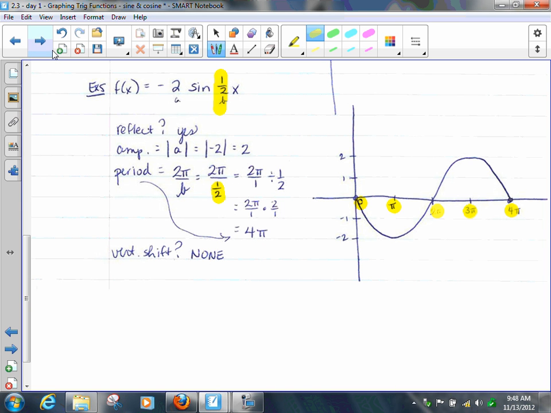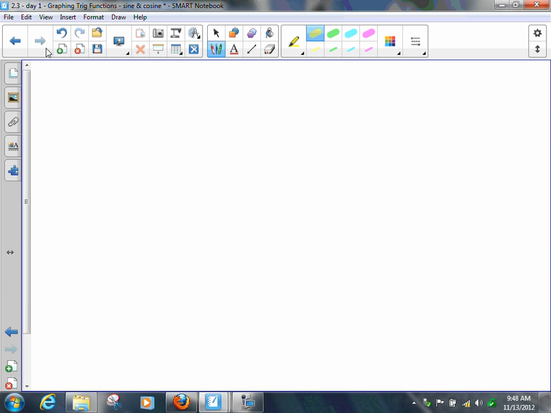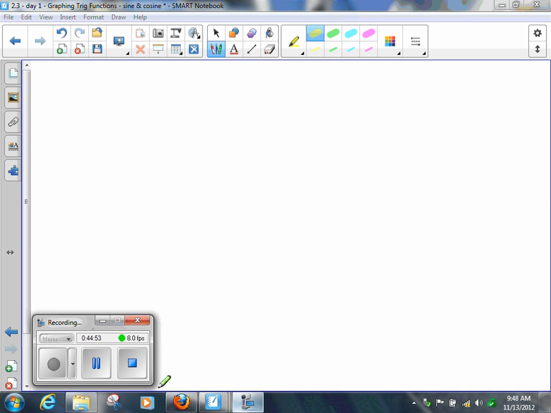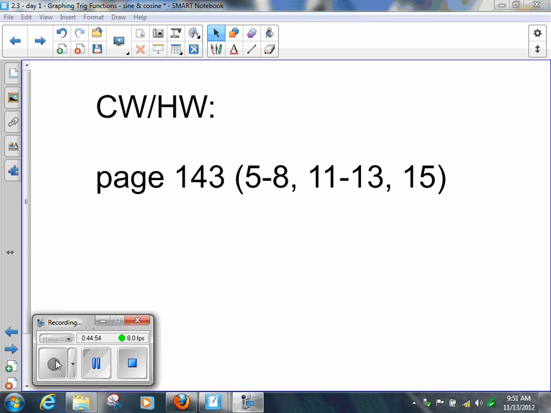Now, here's what you're going to do for me for homework. Guys, on this 5 through 8, 11 through 13, and 15, you need to write exactly what we did. Reflect, amplitude, period, vertical shift, all of that stuff, and then draw your curve and label your graph appropriately.